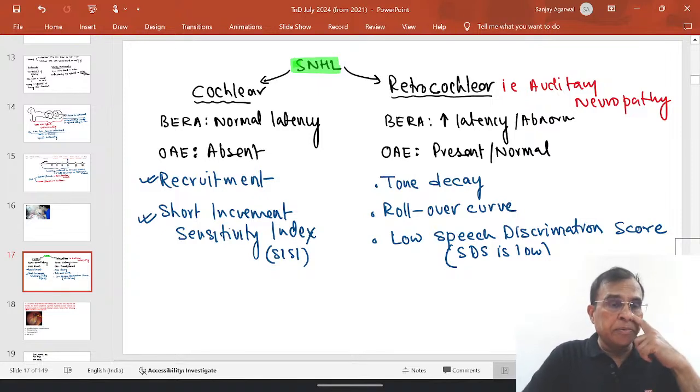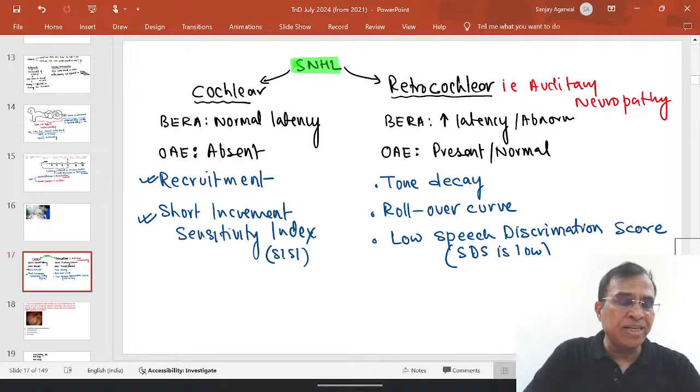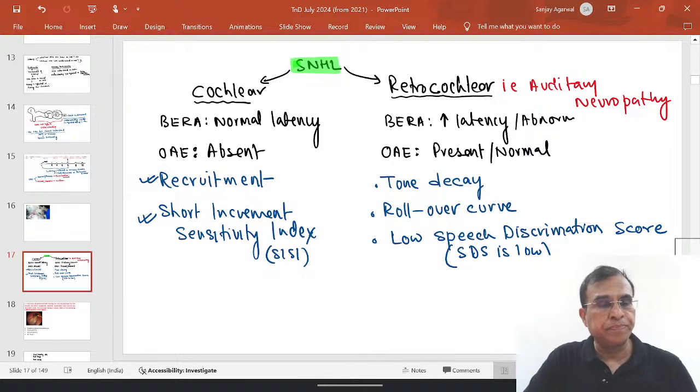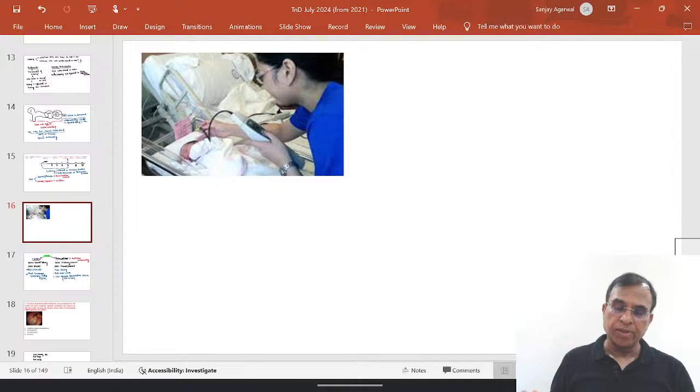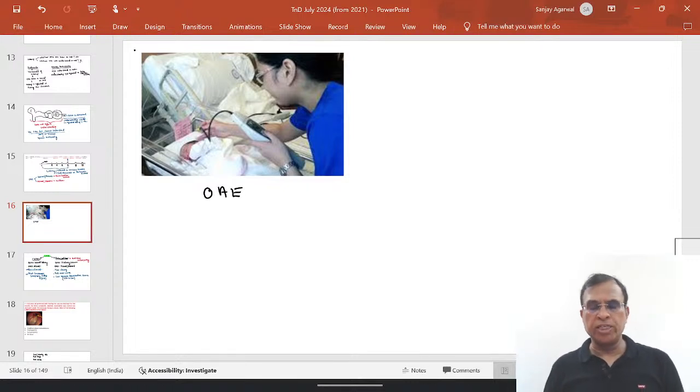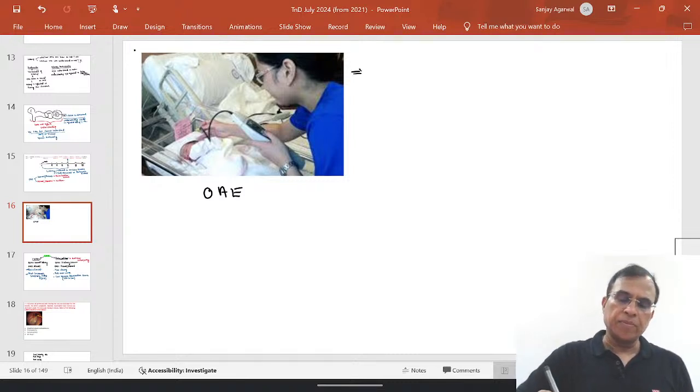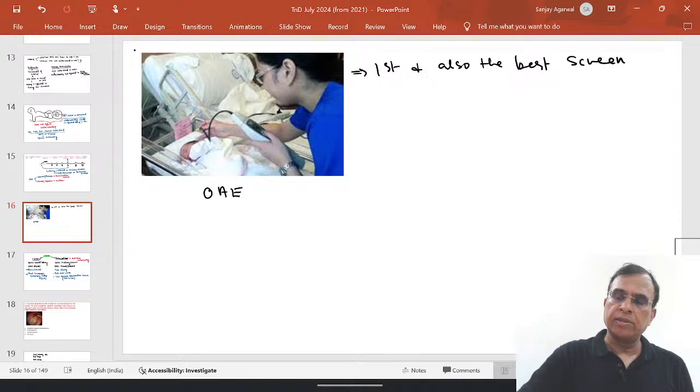Satyendra asks, please tell the first and the best screening test for newborns. For a newborn child, this is OAE being done. This is how OAE is done. This is the first and also the best screening for newborns.